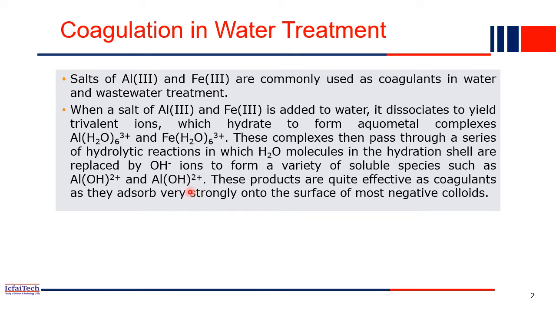such as aluminum oxide and ferric oxide, and this will be Fe. So basically what happens is that this aluminum and iron react in the water, and after repetition of these processes with the water H2O molecules, the OH minus ion replaces, and ultimately this type of ion you will find freely available in the water.